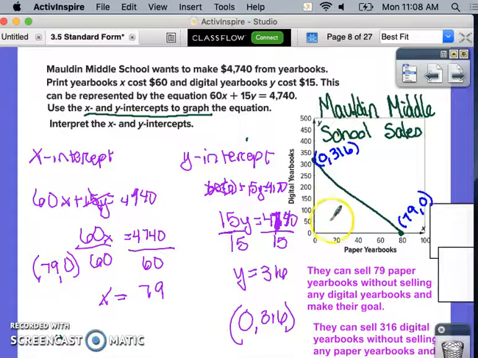Okay, so (0, 316). That's going to be our other point. That means that they can sell 79 paper yearbooks without selling any digital yearbooks, and they would make their goal. They can sell 316 digital yearbooks without selling any paper yearbooks and make their goal.